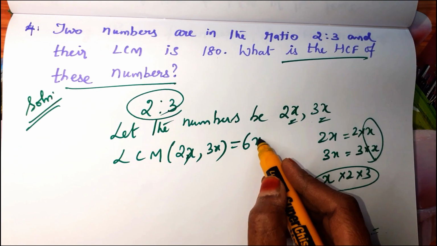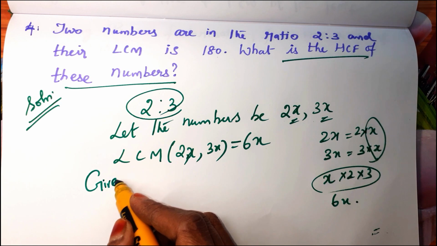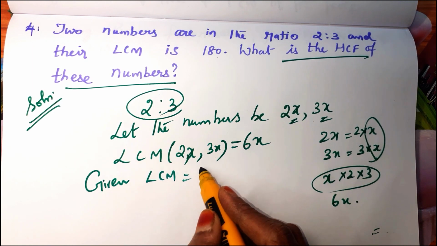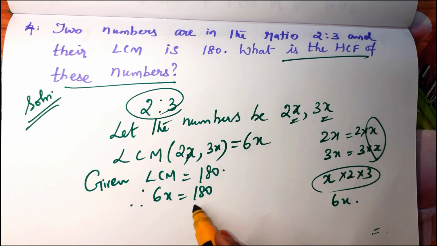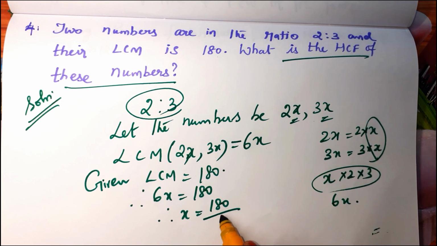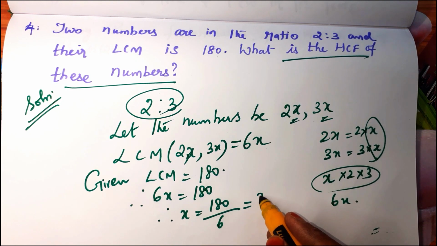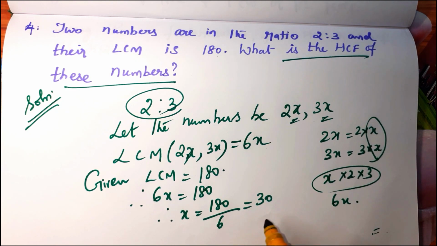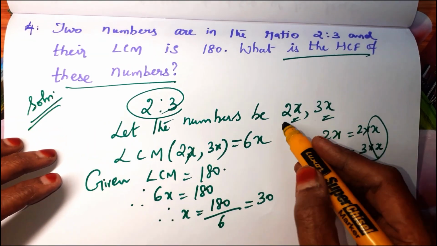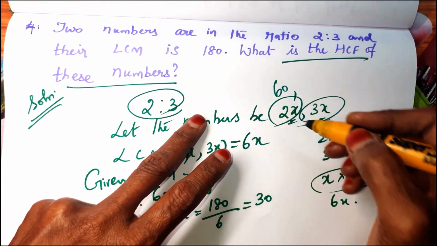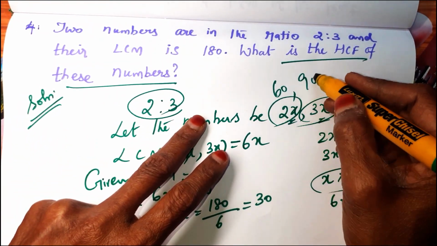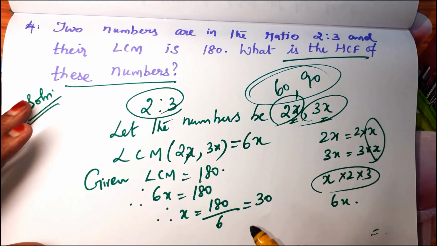So it is 6x. What is given? LCM is equal to 180. Therefore 6x is equal to 180. Am I right? Therefore what is x? x is equal to 180 by 6, which is 30. So x is equal to 30. Therefore the numbers are 2x and 3x. 2 into 30 is 60, 3 into 30 is 90. The numbers are 60 and 90.